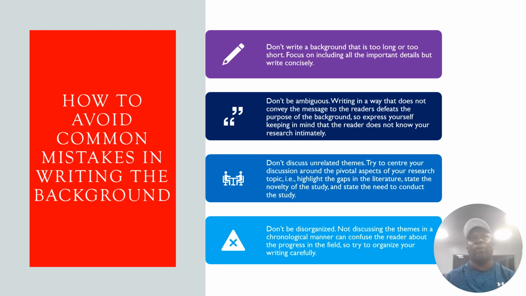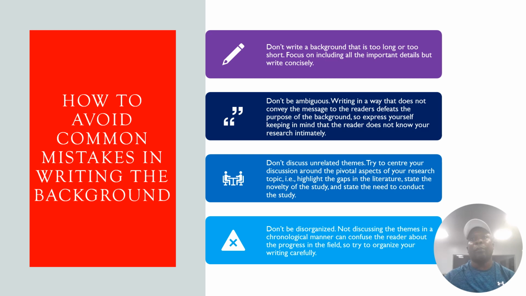Your background should not be ambiguous. In that way, most students are very ambiguous. They are not straight to the point. They don't want to tell their stories. You need to learn to tell your story in a way that is clear, in a way that people can understand what you want to say in your mind.